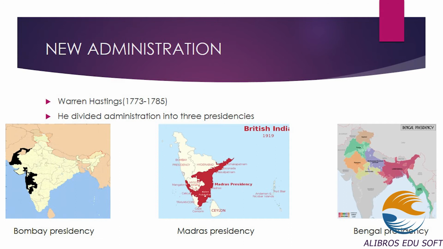Next is setting up a new administration. Warren Hastings, he was Governor General during the period of 1773 to 1785, started some steps in setting up a new administration. He divided the administration into 3 presidencies. You can see images of the 3 presidencies in the map here. The first one is Bombay Presidency. You can see Bombay Presidency over here. Next is Madras Presidency and the third one is Bengal Presidency. You can see a map showing the 3 different presidencies during that period.